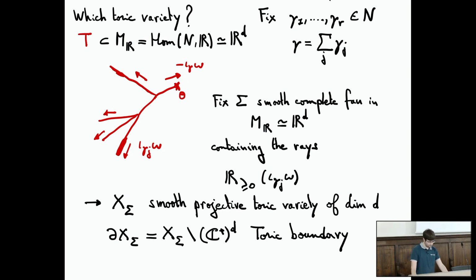And I will pick, for convenience, a fan which is a fan of a smooth projective toric variety. So you just look at this collection of rays, and you just take any smooth complete fan containing this collection of rays. And there will be a corresponding X sigma, some smooth projective toric variety of dimension d. So here there are some choices involved in picking this fan. But the numbers we will be discussing, this count of log curves, will actually be independent of these choices.